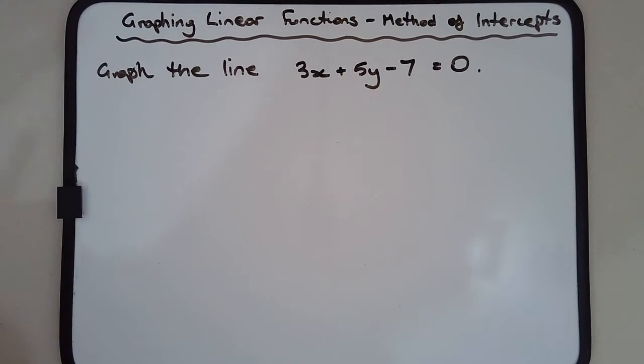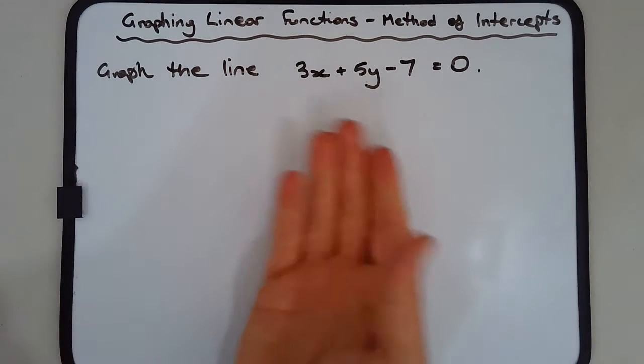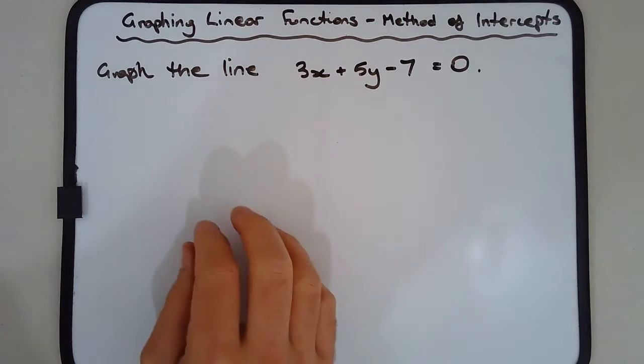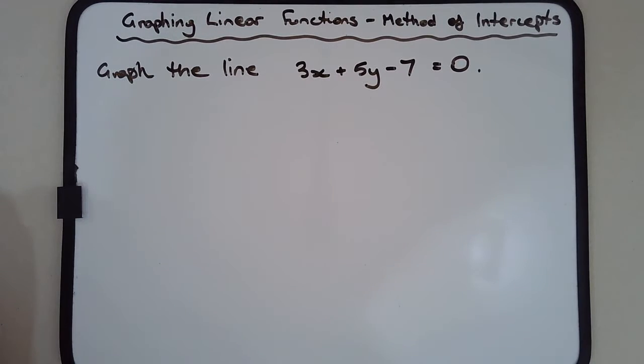In this video, we're going to look at graphing a linear function, but we're going to use the method of intercepts. Now, you probably know how to use the table of values, and we can use the table of values to graph a line by coming up with a few points and plotting a few dots and joining the dots together with a line. This one's called the method of intercepts.